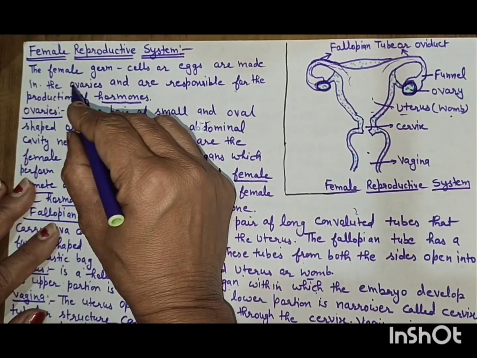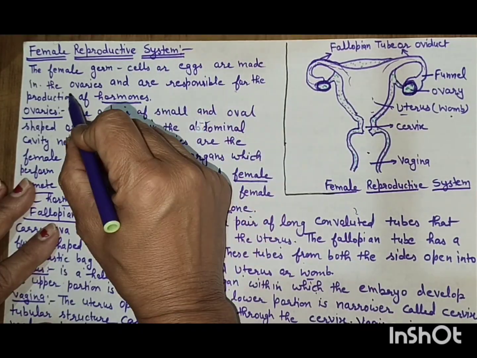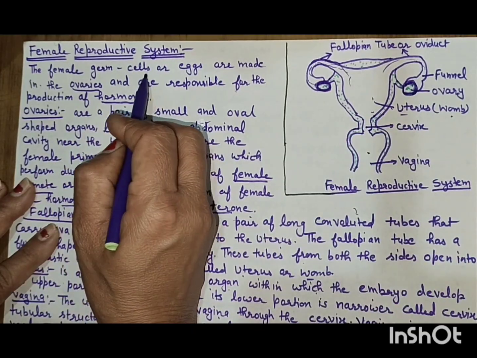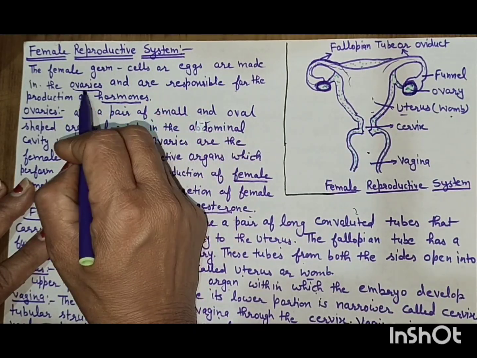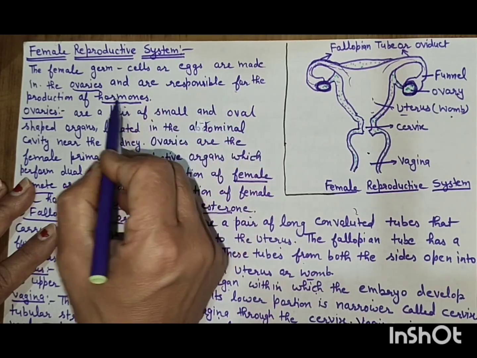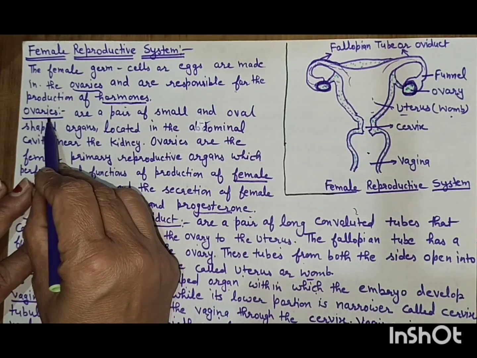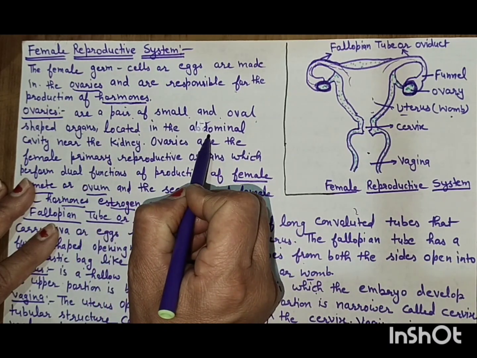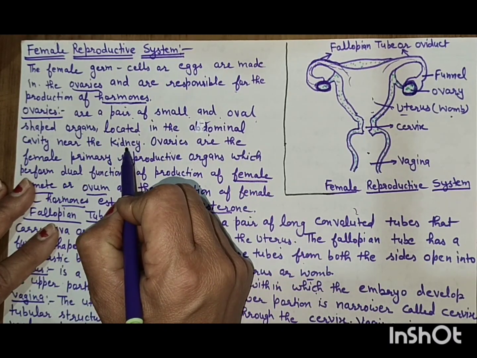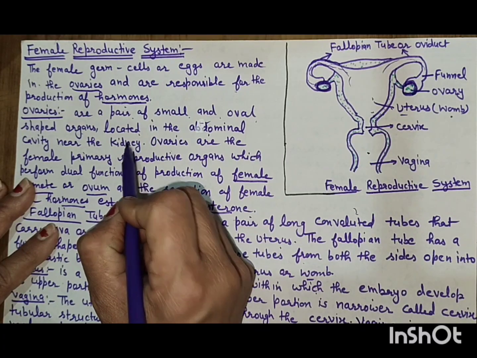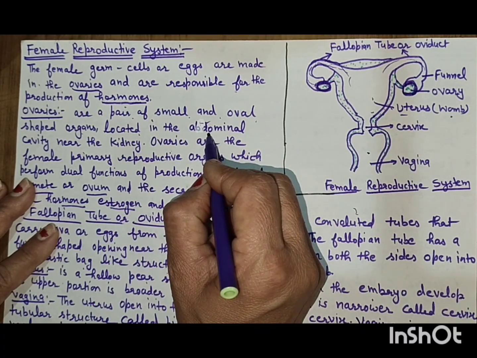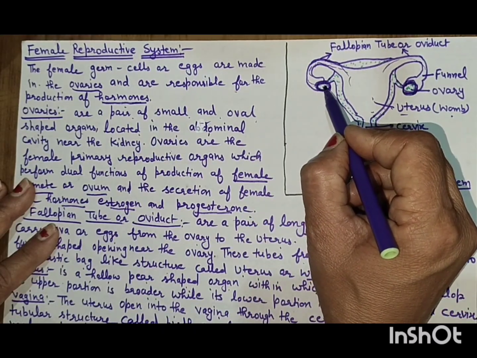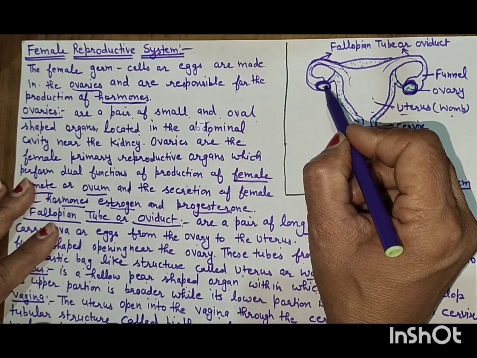Female reproductive system. The female germ cell or egg is made in the ovaries, which are also responsible for the production of hormones. Ovaries are a pair of small oval-shaped organs located in the abdominal cavity near the kidney, and they release the egg cell.